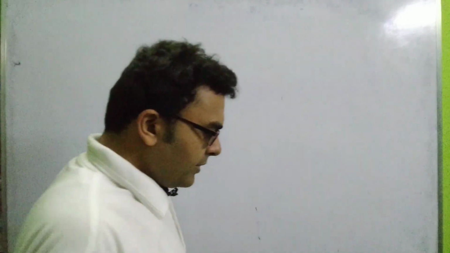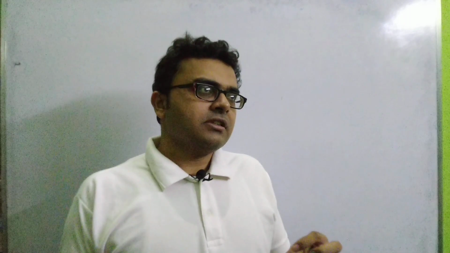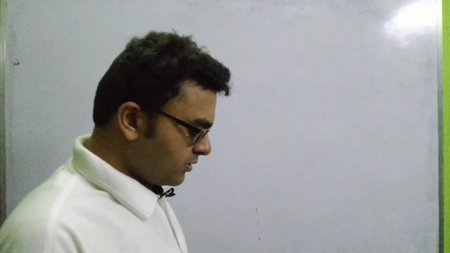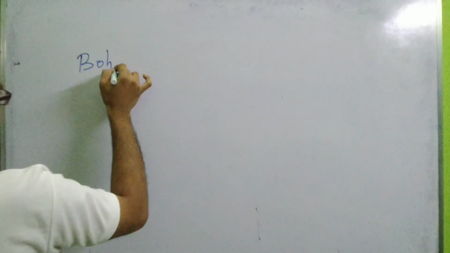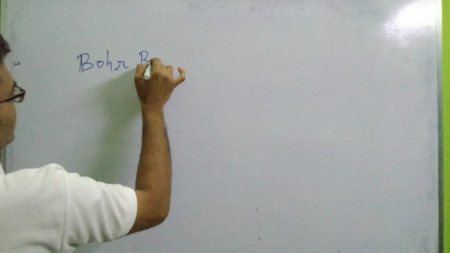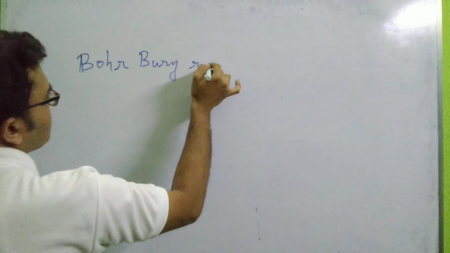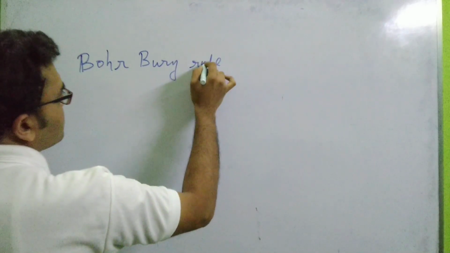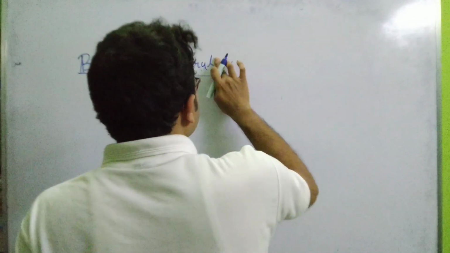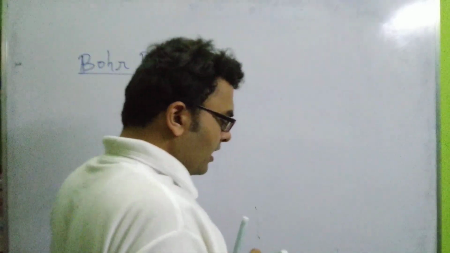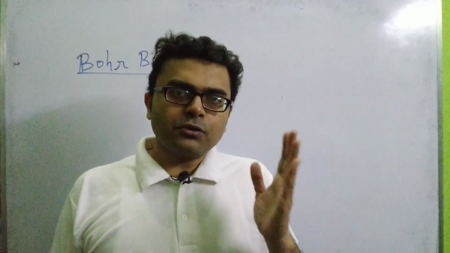First there is one rule that I would like to relate. It's the Bohr-Bury rule. Okay, so first just note down the rule, then we will see how we are applying these rules. Bohr-Bury rule. What does this Bohr-Bury rule say? See, basically the orbits around the nucleus of the atoms are numbered as 1, 2, 3, 4.